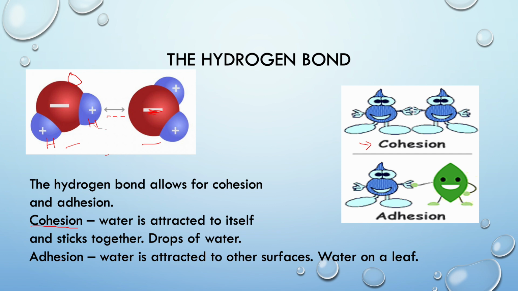Adhesion: water is going to attract to other surfaces. Here we have adhesion represented. We have water, and it's on a leaf. That's a representation of adhesion. Think of adhesion like adhesive tape. Adhesive tape allows you to connect one substance to a different substance. So the water molecule is going to attach or be attracted to a leaf or a window or a different substance.